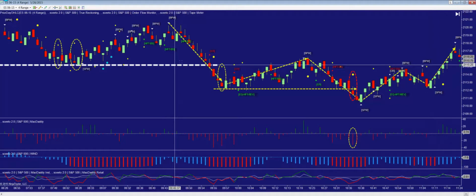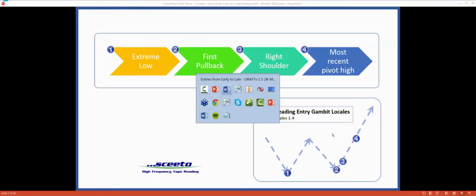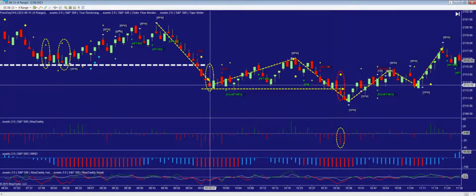But let's go through bar by bar. What happened here? We have the engulfing bar. Yay, I bought the low. Goes up. Strong tape imbalance. Not so great. The buying is not coming in strong. And if you remember, in a nutshell, the tape reading entry gambit that we just took, and we're taking the most risky trade, is immediately after you enter, tape should come in right behind you. So we took the gambit, we took the ultimate low, we're like, whatever, I'll go for it.